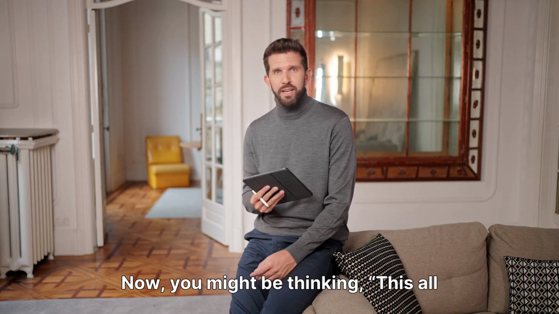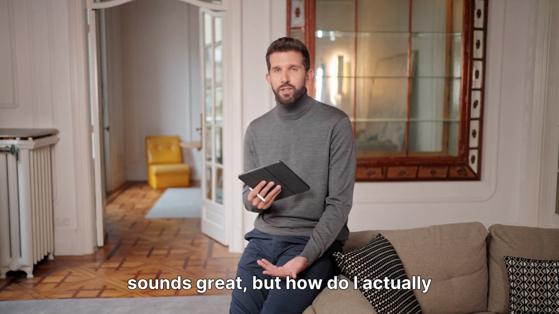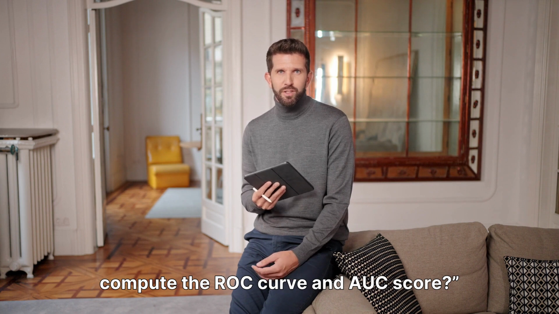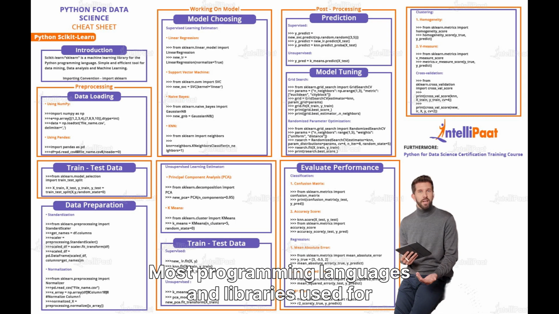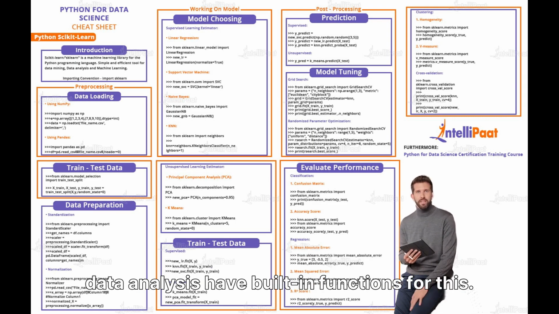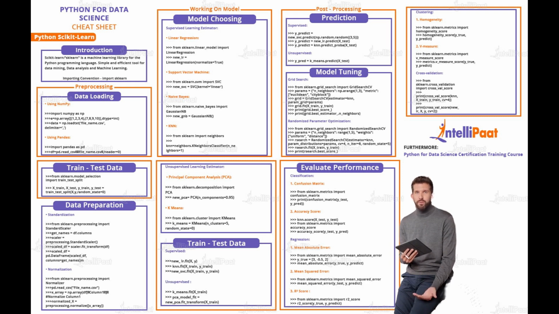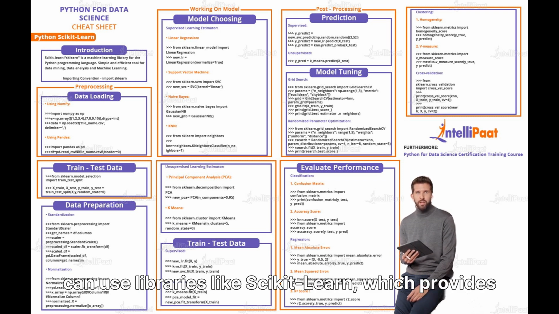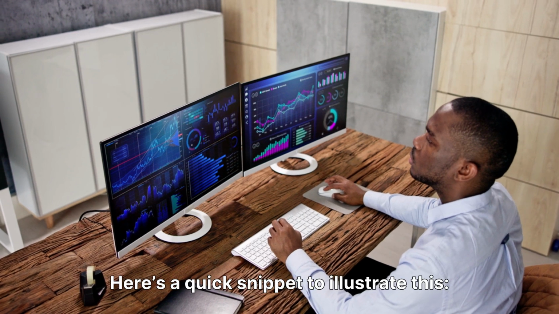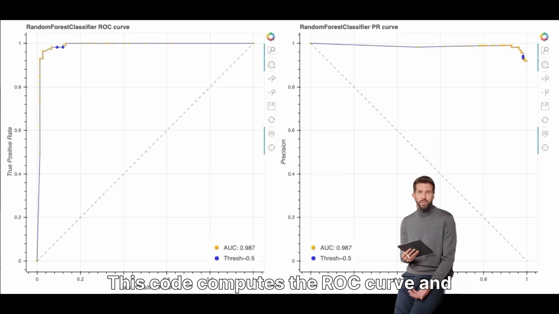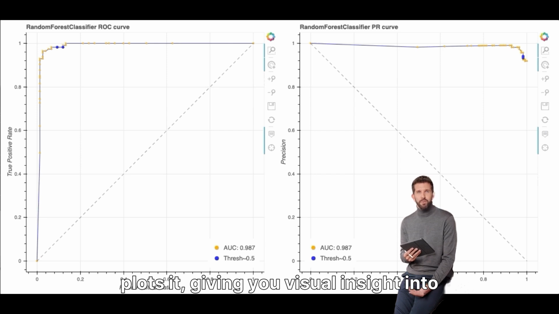Now, you might be thinking, this all sounds great, but how do I actually compute the ROC curve and AUC score? It's easier than you might think. Most programming languages and libraries used for data analysis have built-in functions for this. For instance, if you're using Python, you can use libraries like scikit-learn, which provides functions to compute the ROC curve and the AUC score with just a few lines of code. Here's a quick snippet to illustrate this. This code computes the ROC curve and plots it, giving you visual insight into your model's performance.